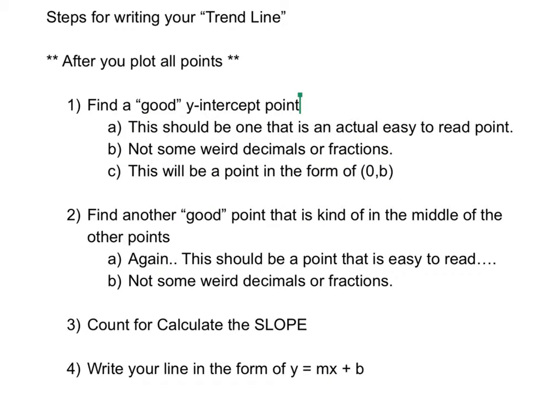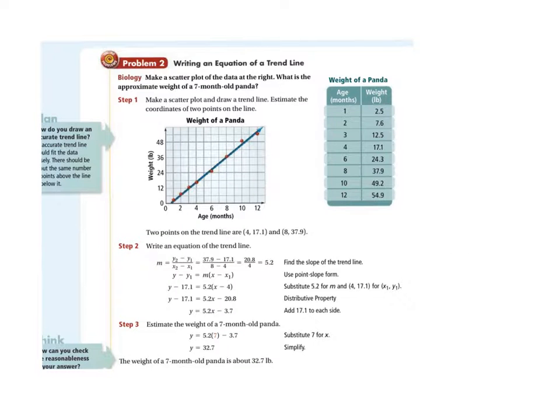So again, I brought these steps up just to remind you. After you plot all the points, which we just practiced, find a good y-intercept point. Hold your ruler over it and find, again, a good point. This should be one that's easy to read, not some weird decimal or fraction. Again, that's the point (0, b). There's a reason I bring that up. Find another good point that is kind of in the middle of the other points. Again, this should be a point that's easy to read, not some weird decimal or fraction. Go back and find your slope. Count, or I should say, calculate the slope. Write your line in the form y equals mx plus b. Super easy. We're going to do it. So let's get started on this.